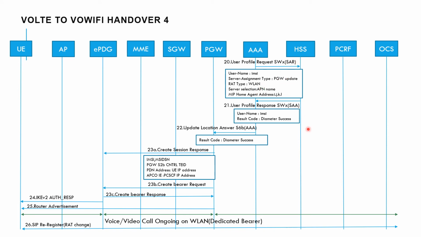Now the HSS sends back the update profile response message, or the SAA message, which means the location has been updated, or the P gateway update has been done to the HSS, and the diameter success result code comes in the SAA message. Now the AAA sends an update location answer back to the P gateway as success, and this message is sent in the AAA message, which is the diameter message.